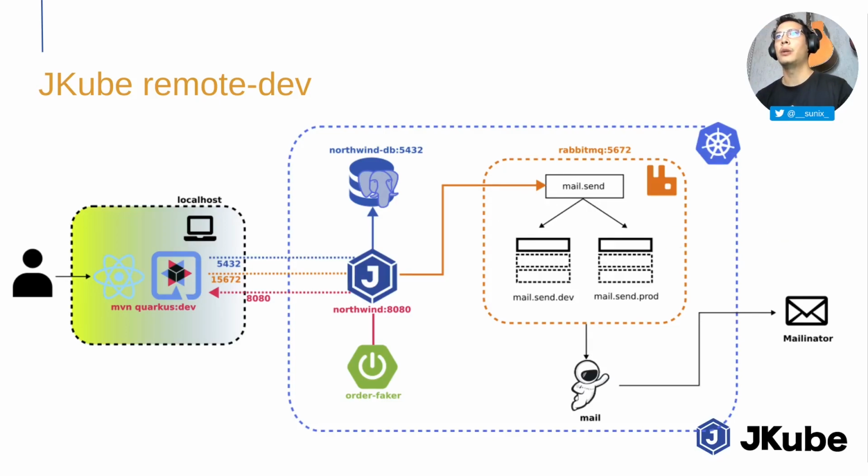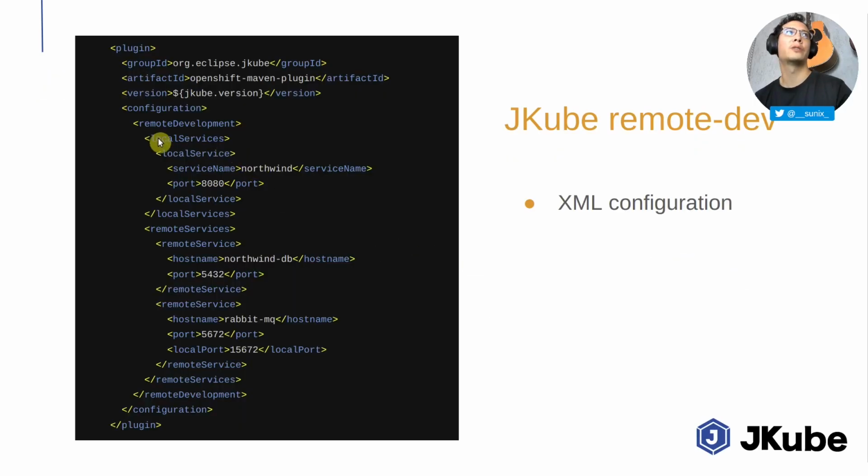But this is not magic. It works thanks to configuration and tunnels. Port forwards are configured with configuration that I've done in the project Maven POM file. So the local services here are how you make your local services replace the ones that are in the cluster, and remote services are how you make the remote services available locally.